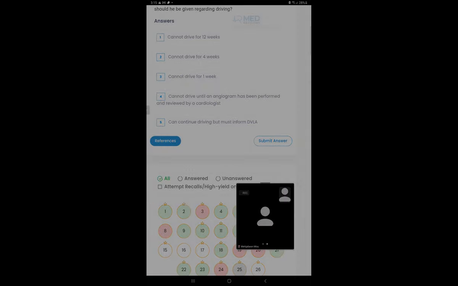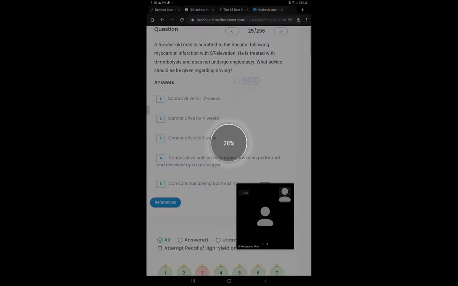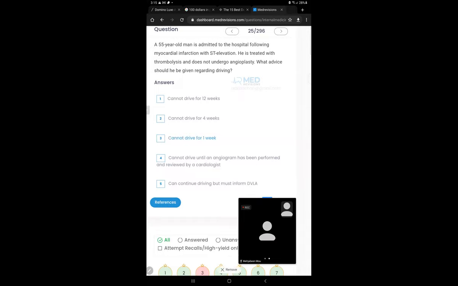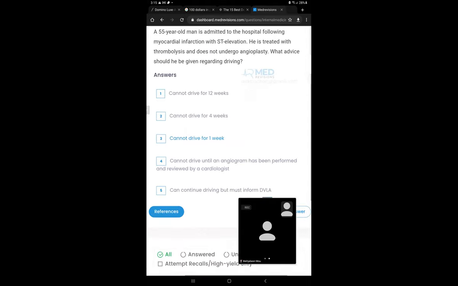Right. This one says, now this is interesting. What advice should he be given regarding driving? Now, this is DVLA. This is really important. You would be asked this question from two areas, two modules, regarding DVLA. One is cardiology. The second one is neurology. The next thing that we'll be doing after cardiology is pediatrics, right?